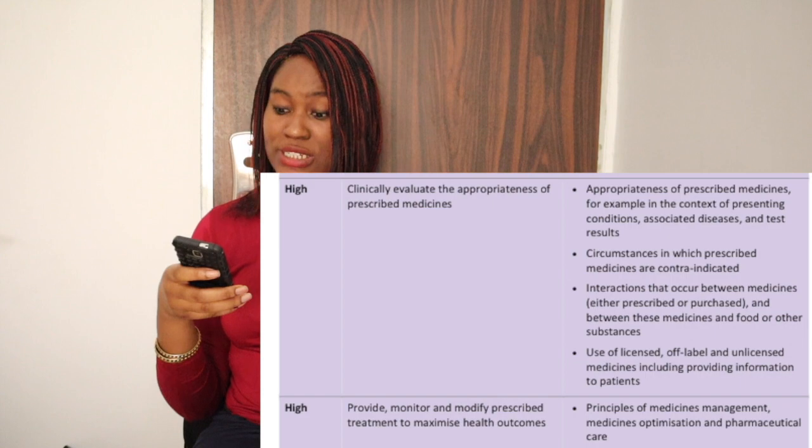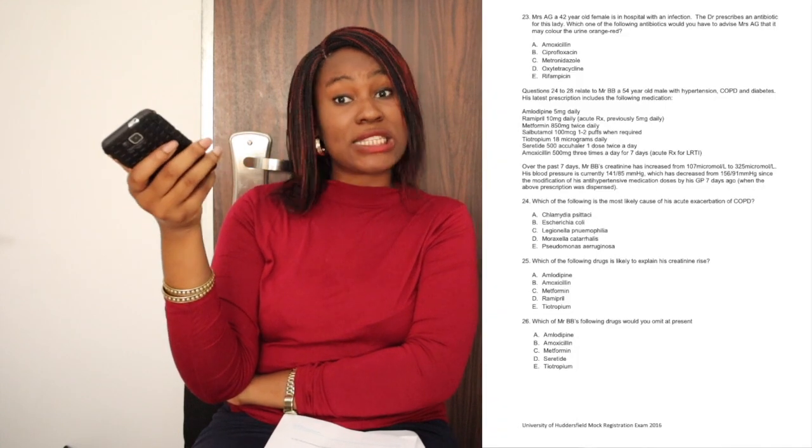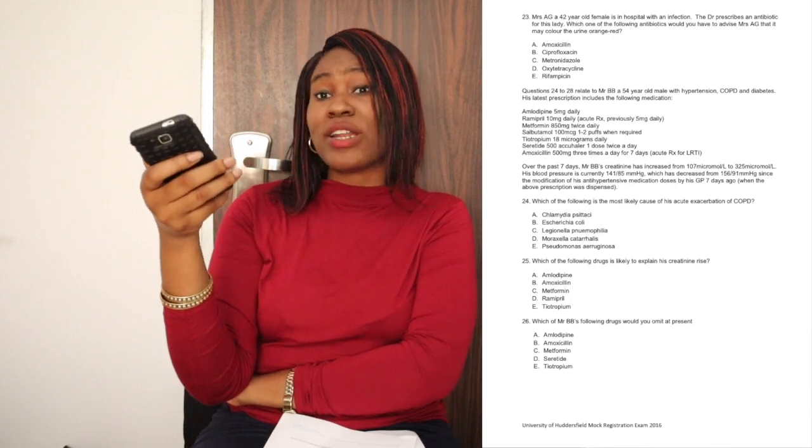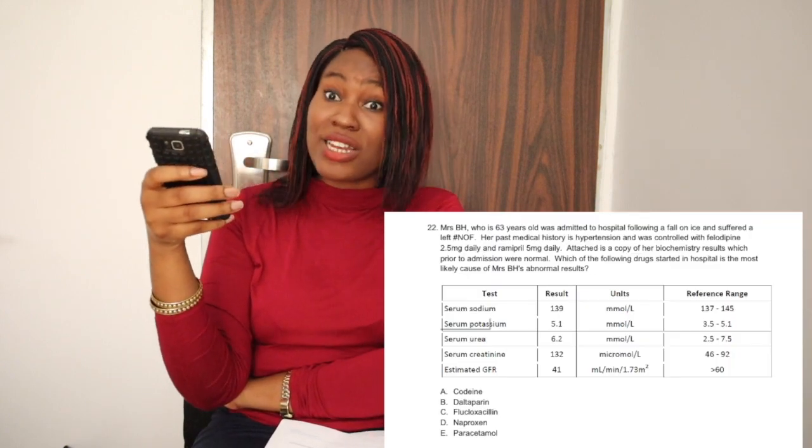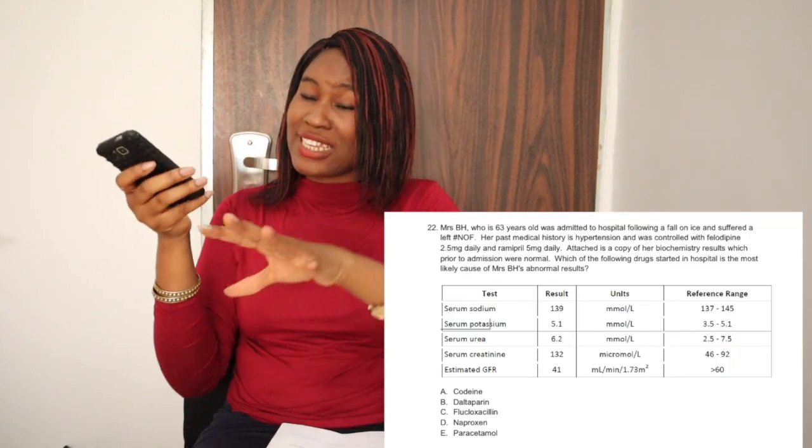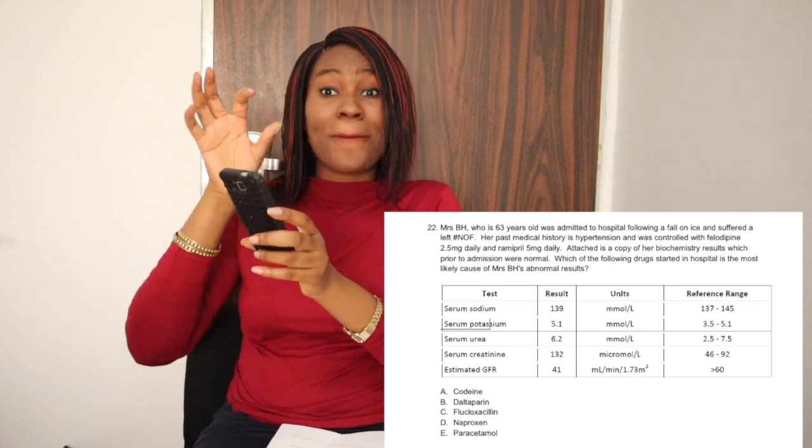Clinically evaluate the appropriateness of prescribed medicines. We had lots of questions on that. So you'll be given a scenario, most likely, of a patient's list of medicines, and you must be able to understand when the strength is out of order, when the dosing is out of order, and in relation to test results. So like I said, they can combine it. Just because they have partitioned it in the framework doesn't mean that it will be partitioned that way.